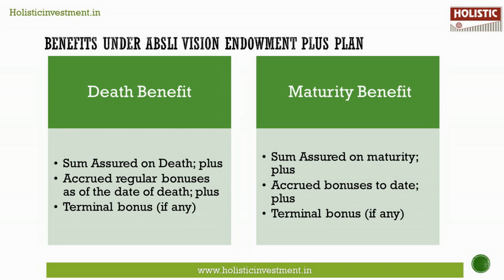The second one is the maturity benefit. If the policyholder survives until the policy matures, then he will receive the following. The sum assured on maturity plus accrued bonus to date plus terminal bonus, if any, will be given to the policyholder as a maturity benefit.